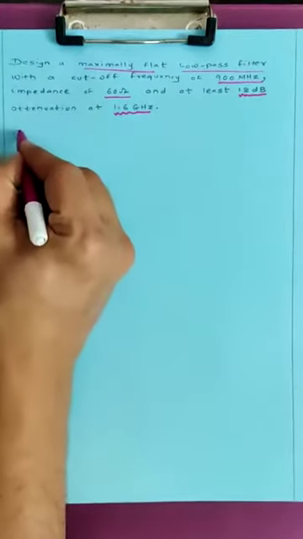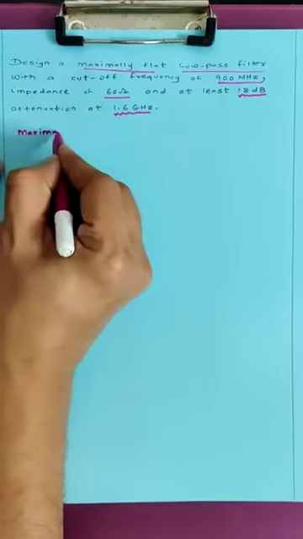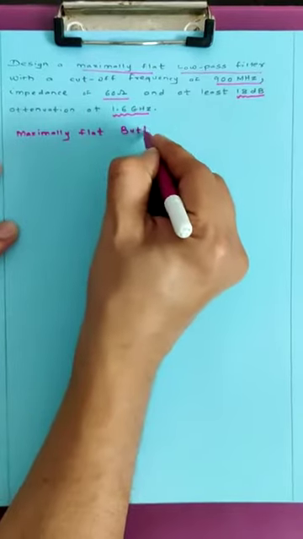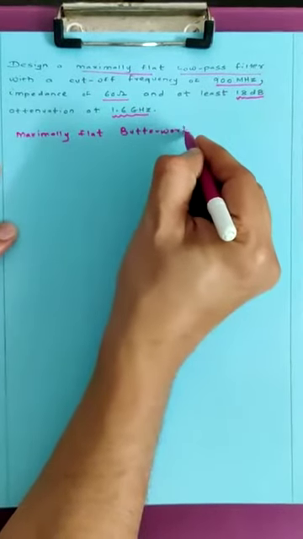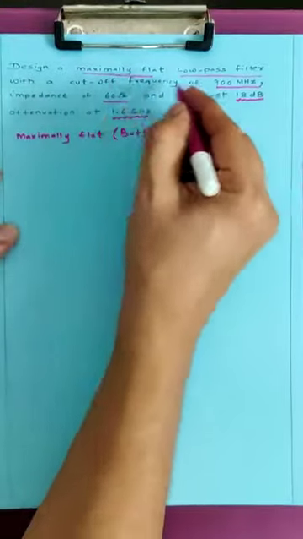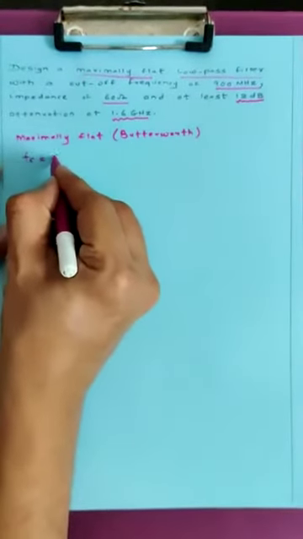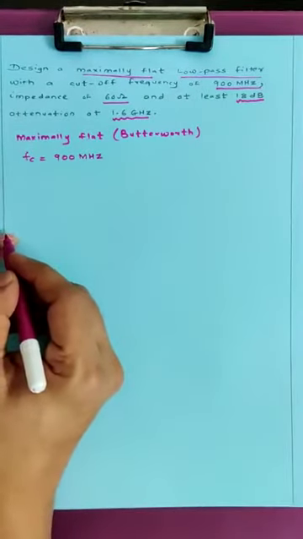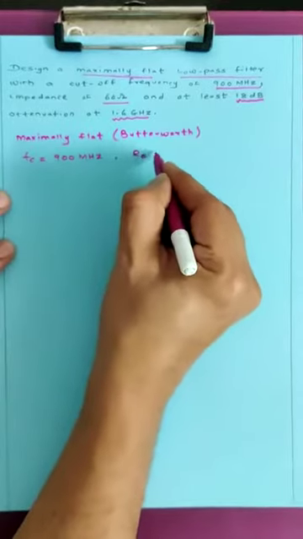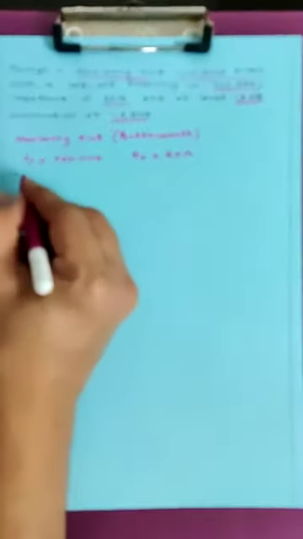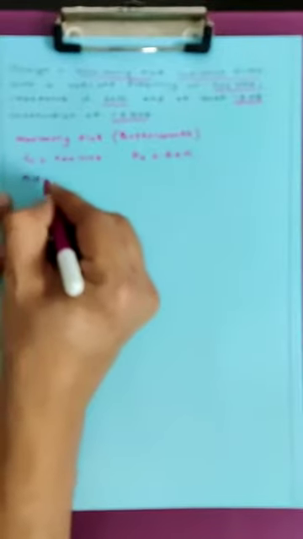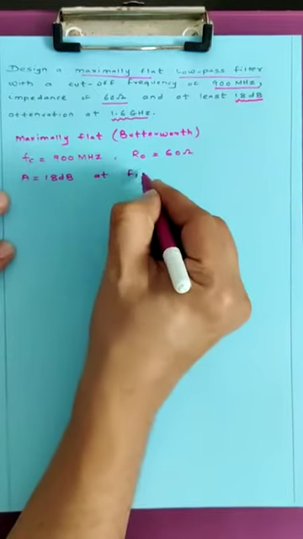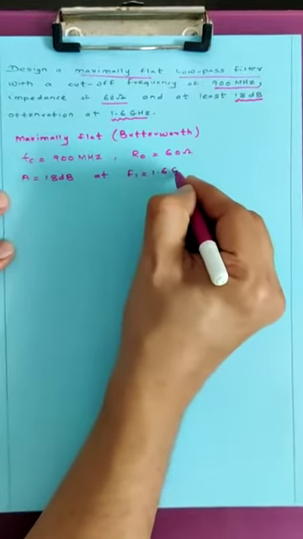So first I will write maximally flat. That means it is a Butterworth filter. They have mentioned the cutoff frequency, so fc is equal to 900 megahertz. Then they have mentioned R0 as 60 ohm, and they want insertion loss or attenuation of 18 decibel at f1, that is frequency 1.6 gigahertz.